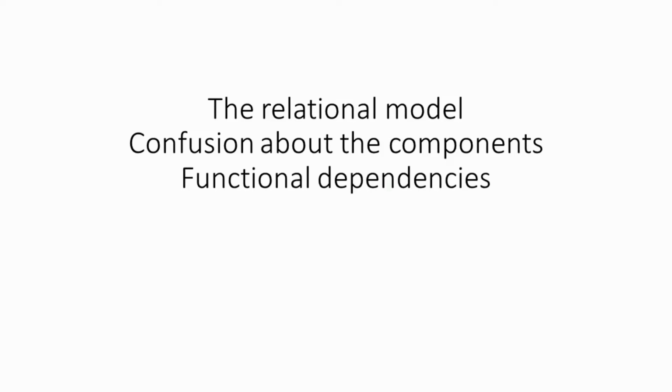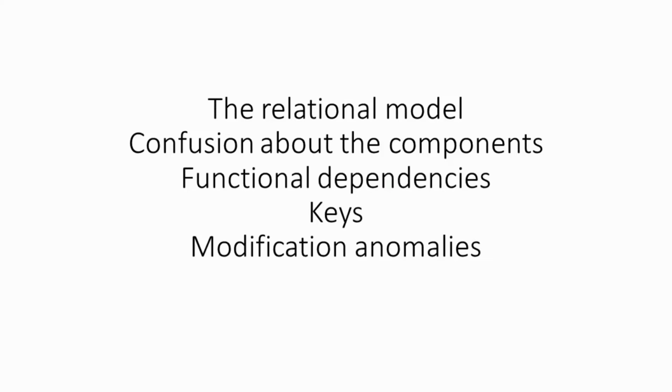Functional dependencies, keys, and modification anomalies are important concepts that, if misunderstood, can ruin the reliability of a database. To protect against the dangers of modification anomalies, you can normalize the database's relational model. Normalization can be tricky, but applying a few key concepts can protect you from problems.